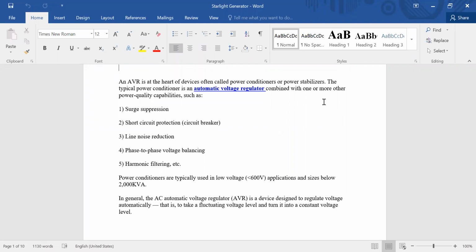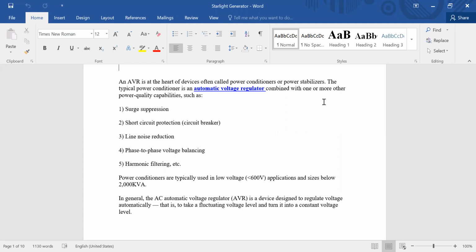The typical power conditioner, when we are saying that is automatic voltage regulator, it is combined with one or more power quality capabilities. It is having a surge suppression, then short circuit protection, circuit breaker is there. Then line noise reduction, then phase-to-phase voltage balancing, then harmonic filtering, etc. We are having there, and the power conditioners typically are of low voltage, less than 600 volt.